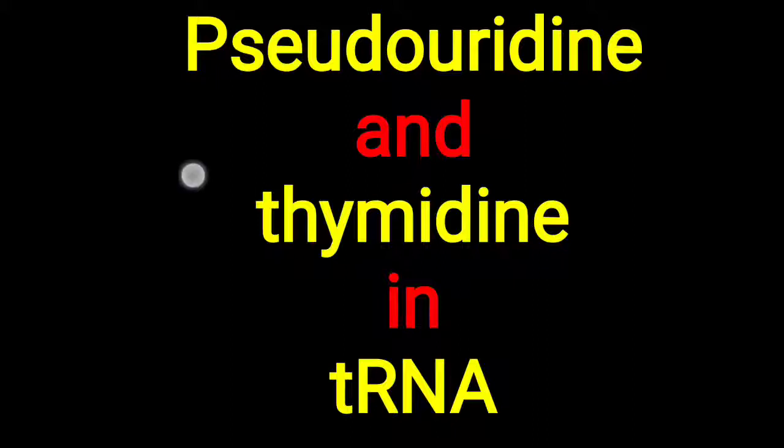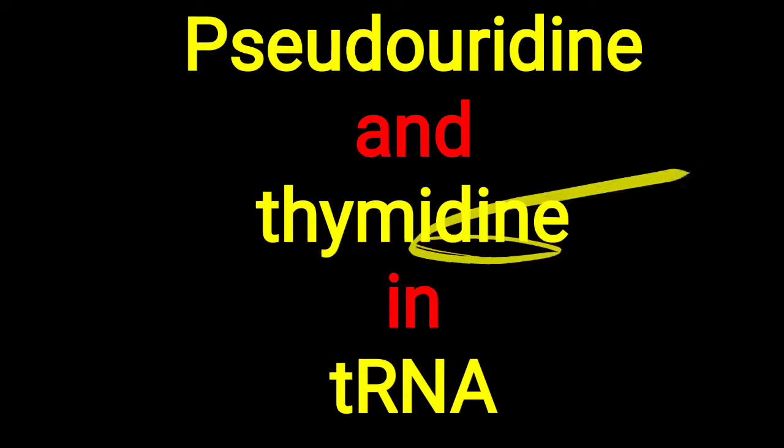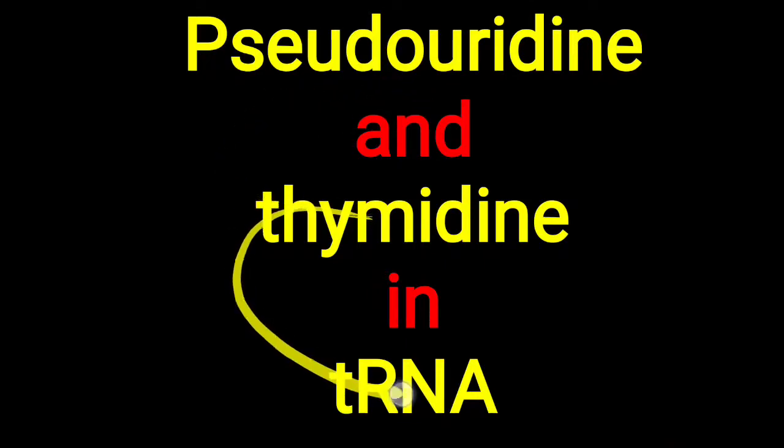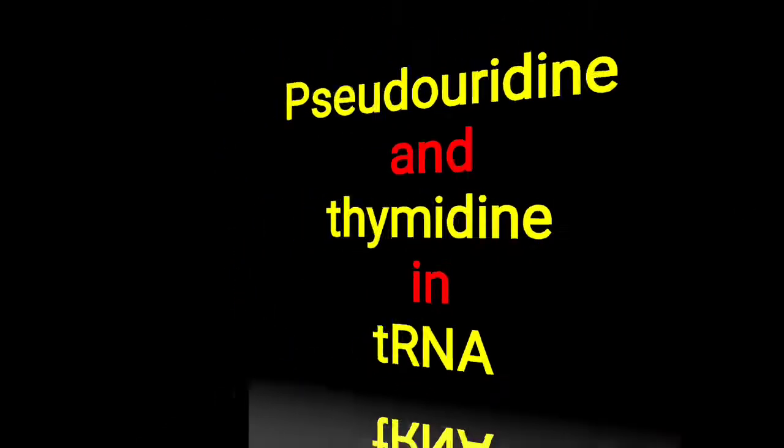Hello friends, today's topic is about pseudouridine and thymidine in the tRNA. Particularly, uridine and thymidine are both pyrimidine nucleotides. Already you know that uridine is found particularly in the RNA molecule, and thymidine is found only in the DNA molecule. But how pseudouridine and thymidine are found or formed over the tRNA, that we will look at in this video. So first of all, about pseudouridine.